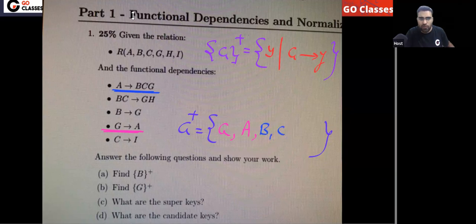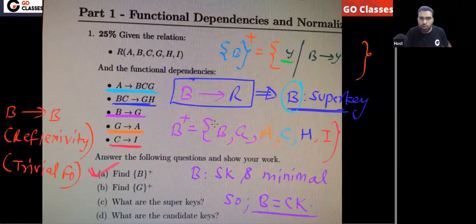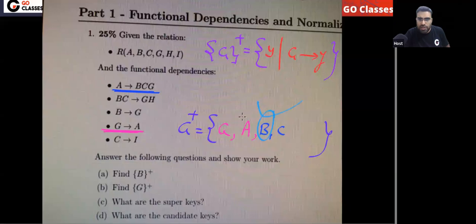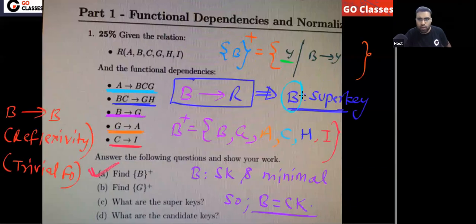Now you can stop here. Why? Remember, you got B. But B can determine everyone. Yes or no? Notice B can determine everyone. Now this B is so powerful. It can determine everyone. This B can bring everyone. Agree with me? Once you got this B, because B is a super key, B can determine everything. B can determine the entire relation.